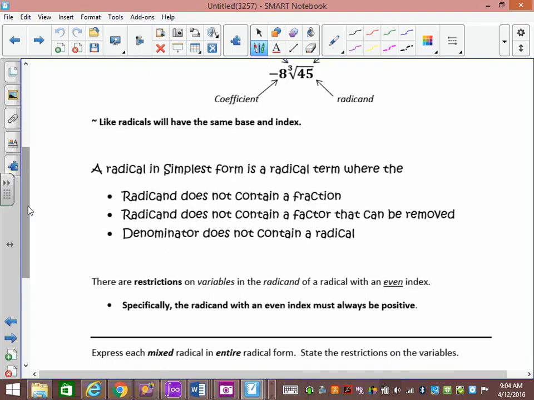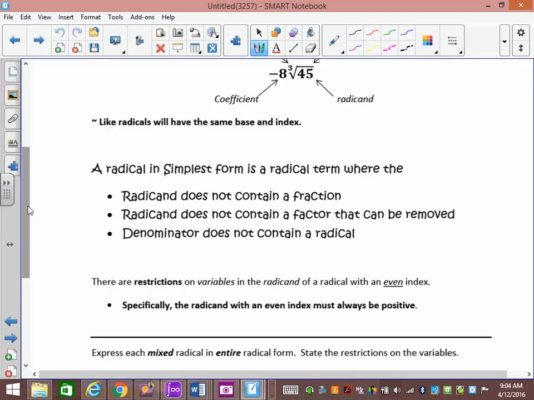Like radicals will have the same base and index. So just like 2x plus 3x, those are like terms. We can add them, right? Same thing with like radicals. Both of them would have to be square root 2. If one was cube root 2 and one was square root 2, you couldn't put them together. So they have to have the same radicand, the same number underneath, and the same index. So they both have to be all square roots or all cube roots, right? In order to add them together. That's what we're going to do.